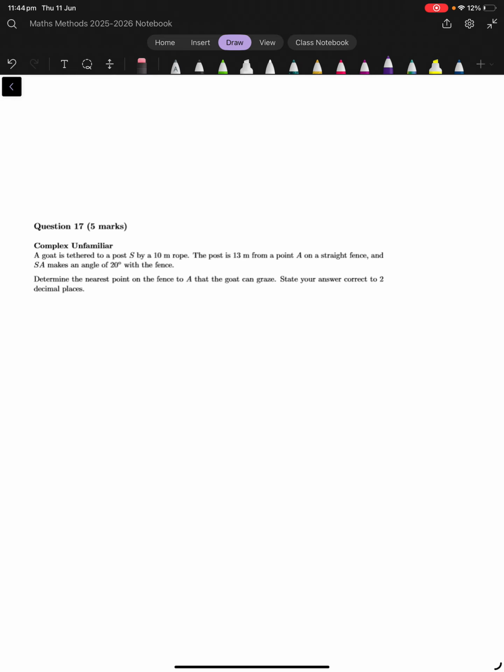Lucky last one here, I think. A goat is tethered to a post by a 10-metre rope. The post is 13 metres from point A on a straight fence, and SA makes an angle. Okay, so here's my post S, and the point A. It's a little bit tricky the first time you read this one. So the post is 13 metres from A on a straight fence, and SA makes an angle of 20 degrees with the fence.